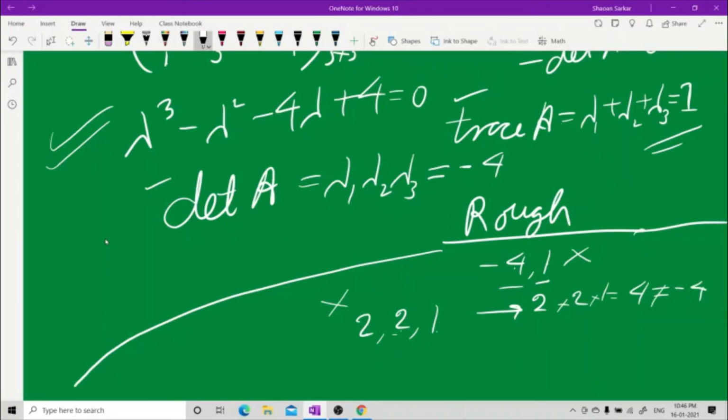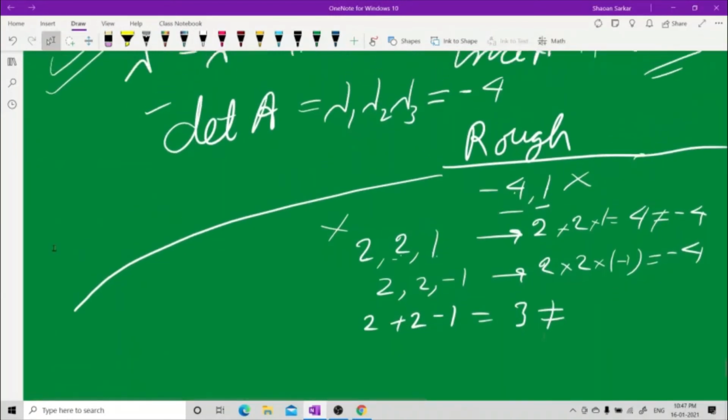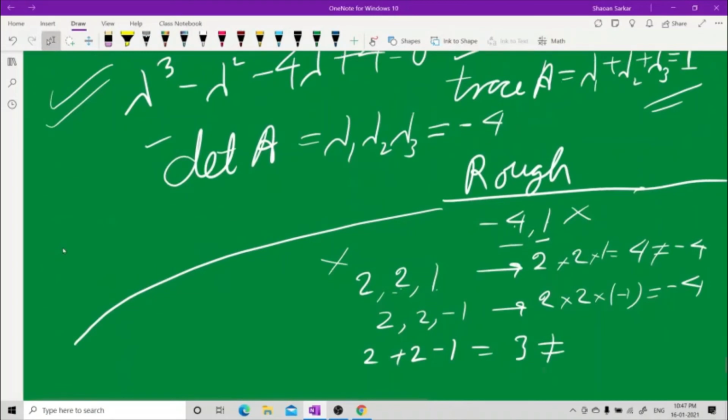Now if I take 2, 2 and minus 1, of course I'll get minus 4 undoubtedly. But the problem will be with the trace. If I take the trace, 2 plus 2 plus minus 1, I'll get 3, which is not equal to, I think it is 1. I hope so. Trace is 1. Yeah, it is not equal to 1.